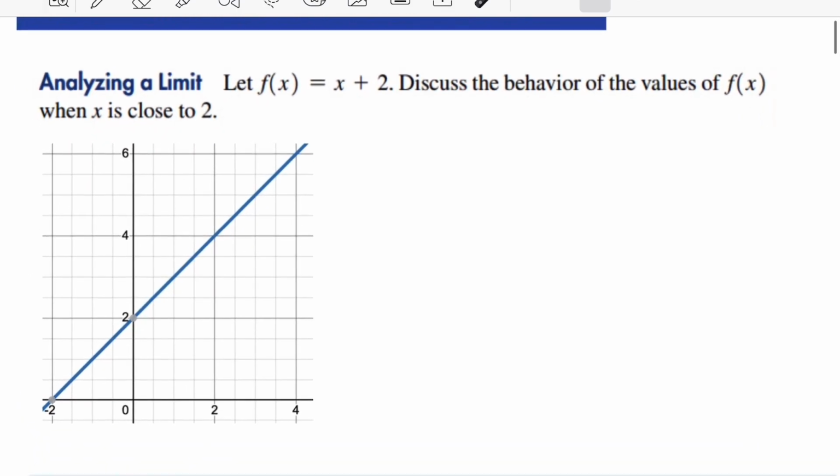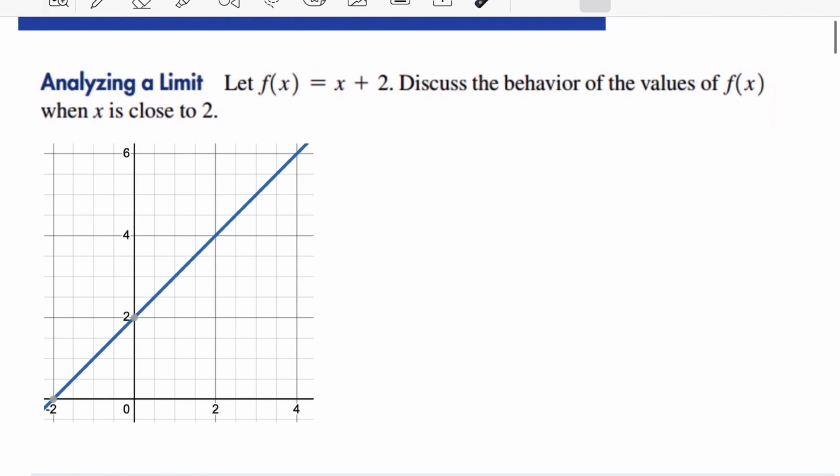And so we have this graph here, and what we want to do is see what's happening with our output values as we get closer and closer to 2. So let's say we're getting close to 2 from this side. So we can start from -2 to 0 to 1 to 2. And we just want to get closer and closer to 2 and see what's happening with our output values. And as you can see, as we're getting closer to 2 from this side, our output values are getting closer and closer to 4.